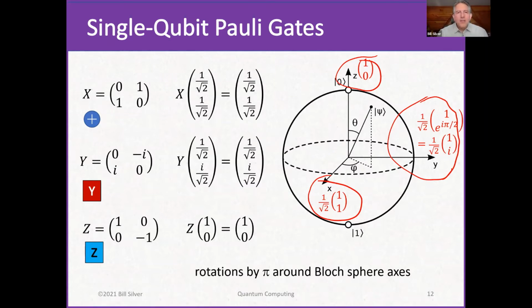All right, so those are the single qubit gates. We're going to be looking a lot at the x gate, and we'll use the z gate a little bit.